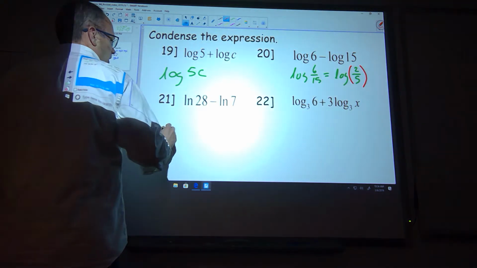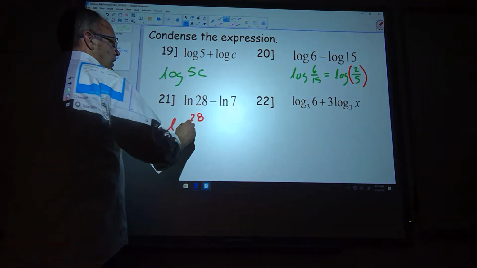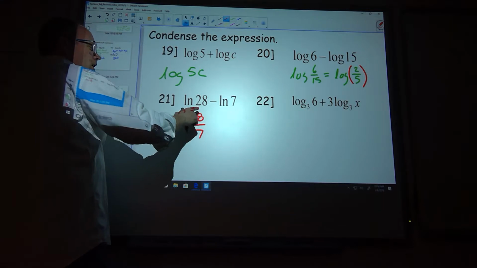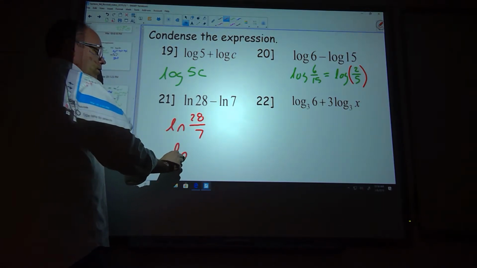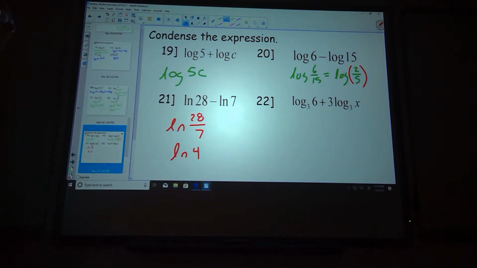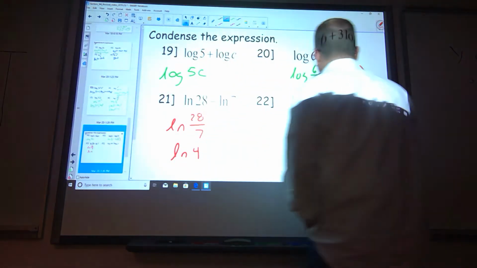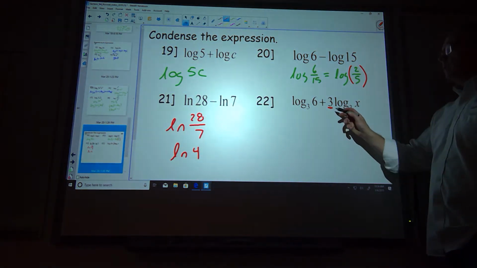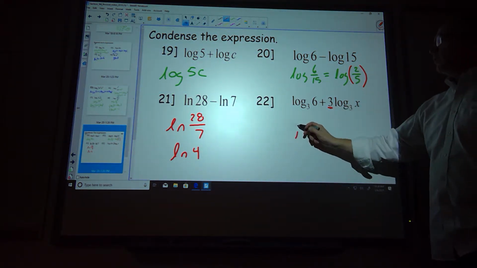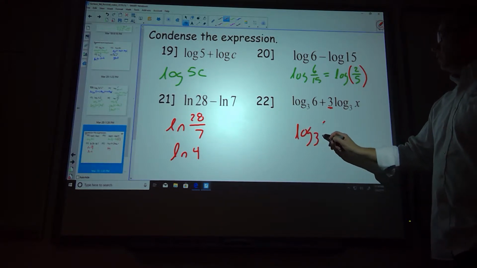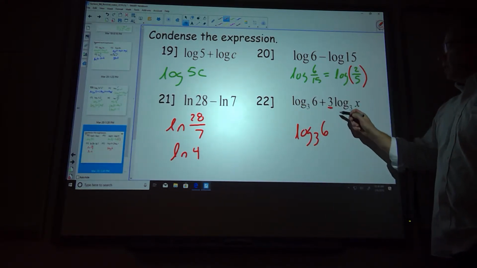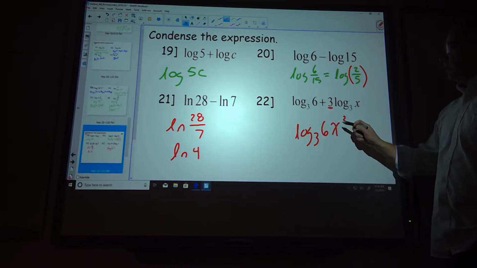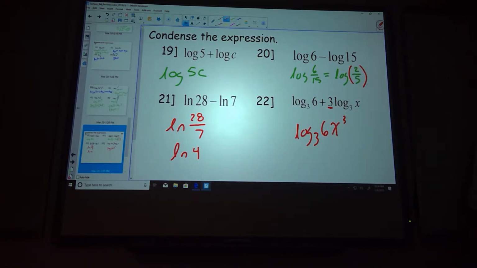Natural log has the same condensed rules. So I have natural log 28 over 7. 28 over 7 reduces to 4, or 4 over 1, which is just 4. And then remember, what is this really? Exponent. It's an exponent. So this is going to become log base 3 of 6, no exponent on 6, and x to the 3rd. Done. So the condense and the expand are great rules.